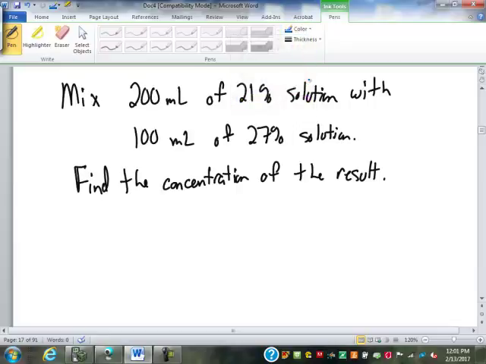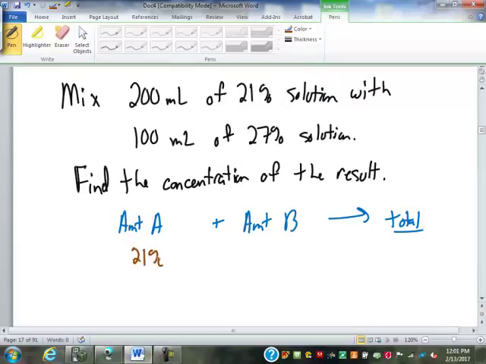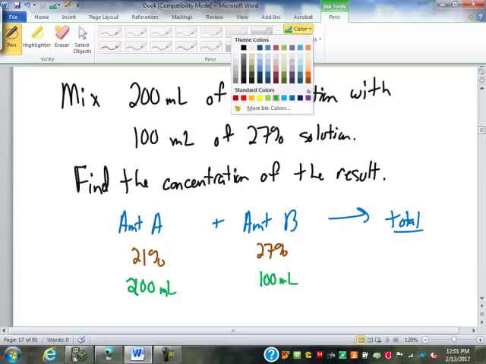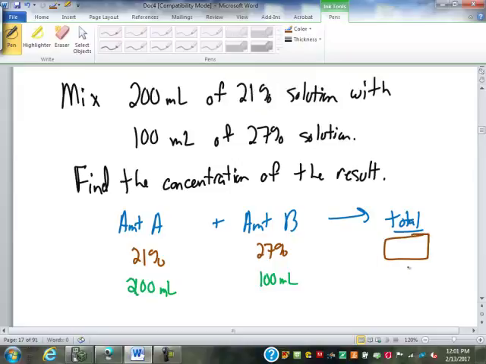So here's an example where we're adding two together. We're adding the amount in solution A to the amount in solution B to get a total amount, to find a desired solution. Solution A is 21%, solution B is 27%. The amount of solution A is, sorry, 200 milliliters. The amount of solution B is 100 milliliters. We don't know the concentration of the final. That's what we're looking for.